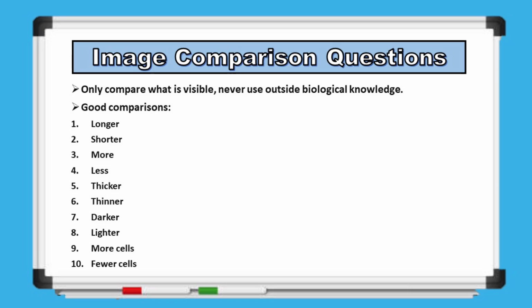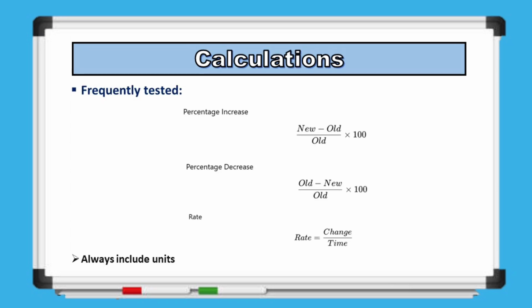When writing your comparison, use simple comparative words that are accepted in the marking scheme. You can describe one structure as longer or shorter, thicker or thinner, darker or lighter. You can also compare quantity by saying more, less, more cells, or fewer cells. These are the exact comparison terms that examiners expect, so try to use them whenever they match what you observe. Remember, compare only what is visible in the diagram. Avoid adding extra biological information because it will not earn marks and may even lose you marks if it is incorrect.